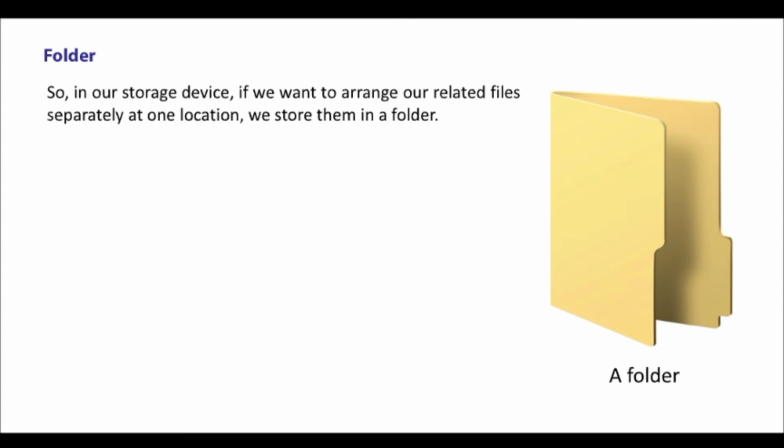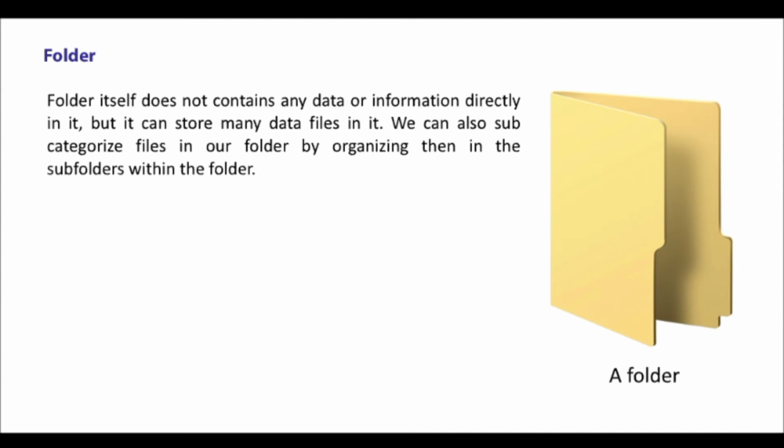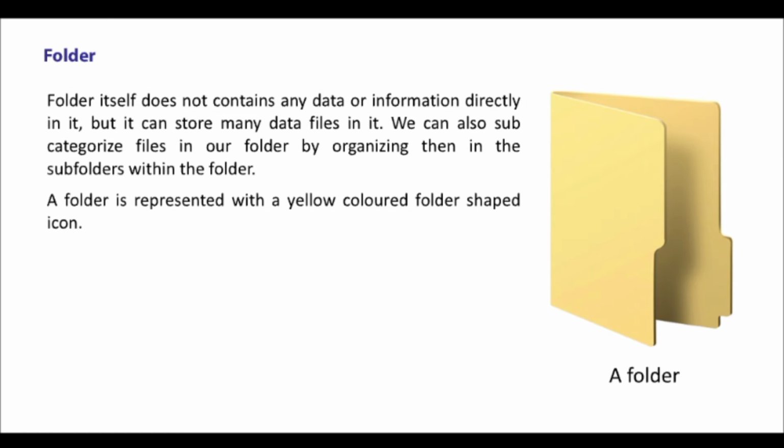So, in our storage device, if we want to arrange our related files separately at one location, we store them in a folder. Memorize. Folder is a file management component of Windows 7 used to organize files in the storage devices. Folder itself does not contain any data or information directly in it, but it can store many data files in it. We can also subcategorize files in our folder by organizing them in subfolders within the folder. A folder is represented with a yellow-colored folder-shaped icon.